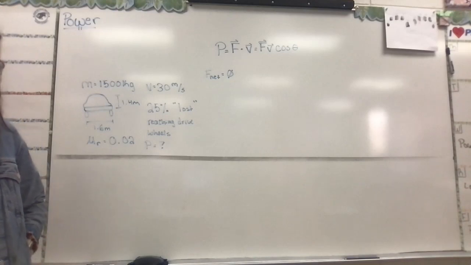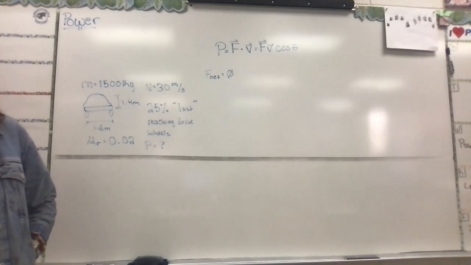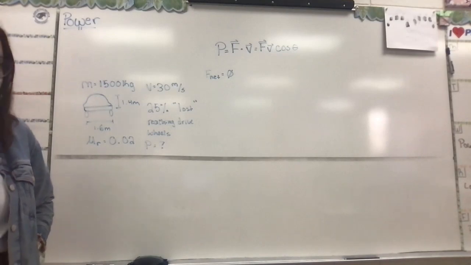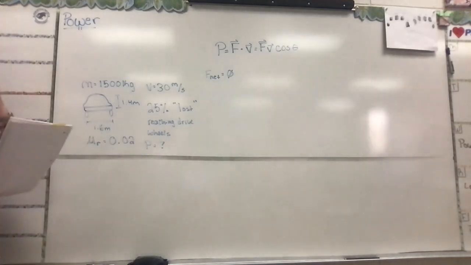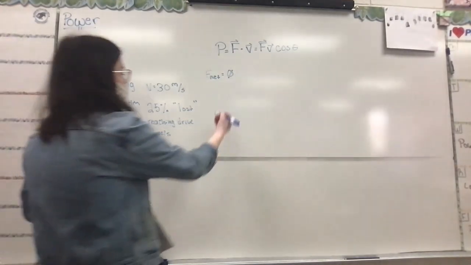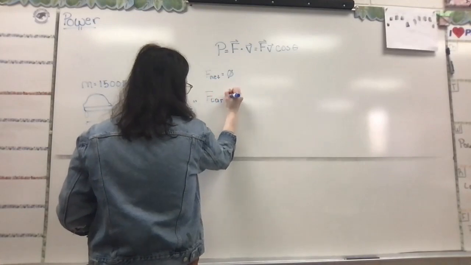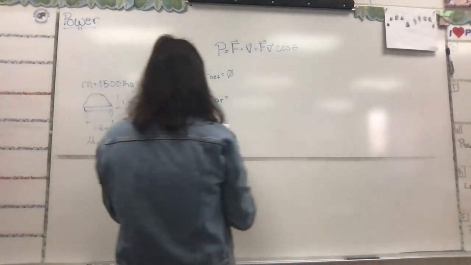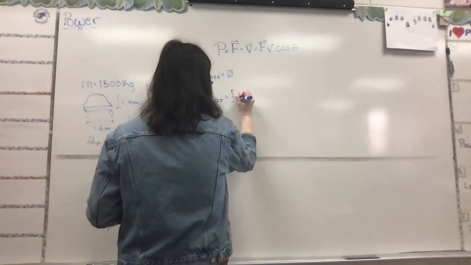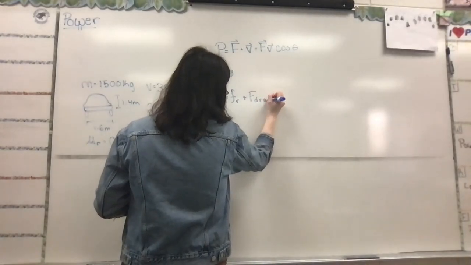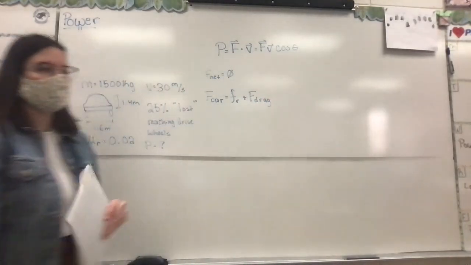So the force of the car is basically going to be our net force, and it's going to be determined by those two forces, the force of the drag and the rolling friction, okay? So we have these two opposing forces. The force of the car is going to be equal to rolling friction and drag. So these are what it's going to have to overcome, okay?